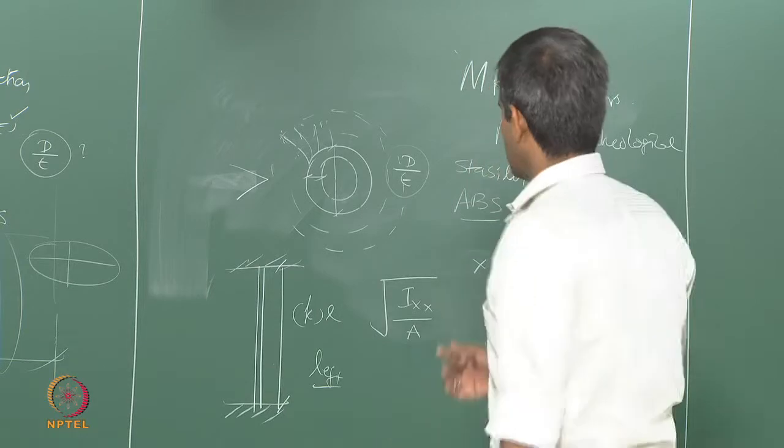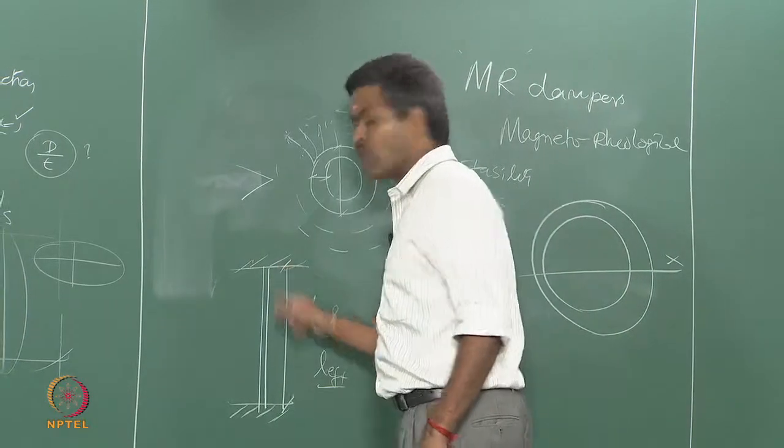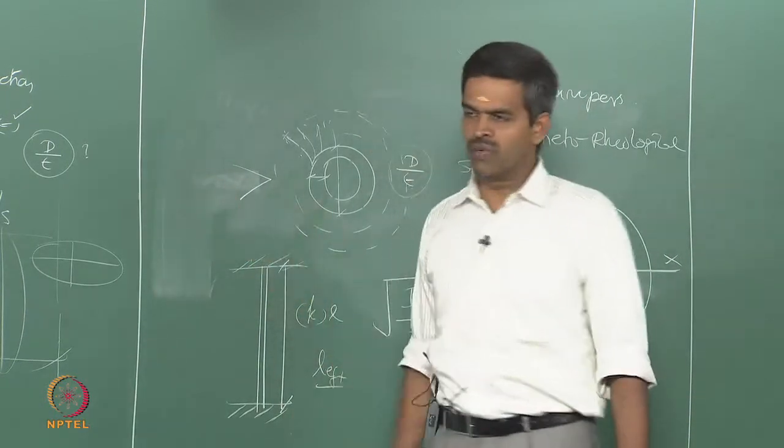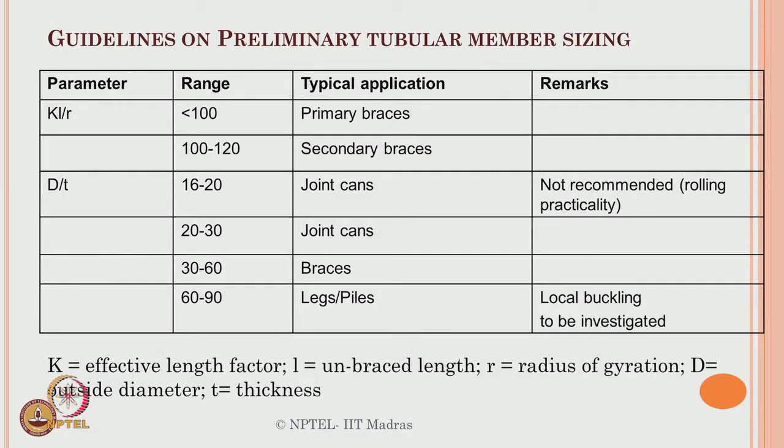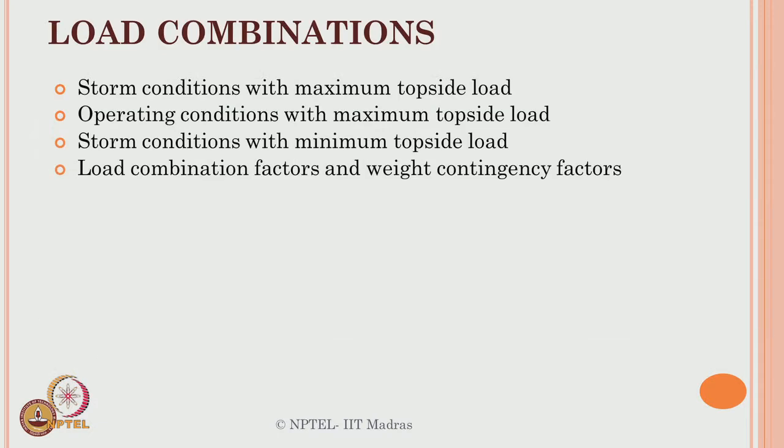Of course, the K factor is an effective length factor depending upon the boundary condition, which is imposed as your multiplier. So, you have a range depending upon that. It also depends on what application you look at: primary braces, secondary braces, joint cans, and legs and piles. What should be the kind of member sizing, or preliminary member sizing, available for a given system is generally available in design codes.